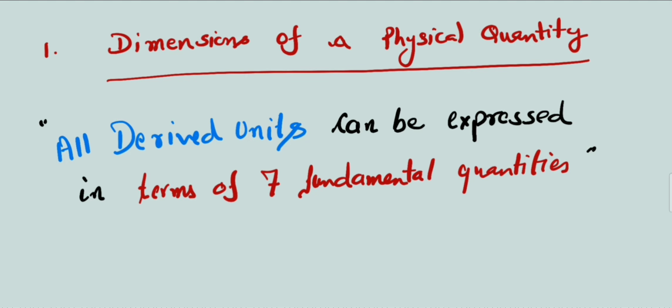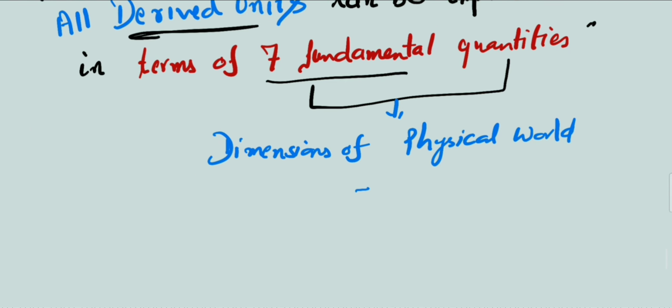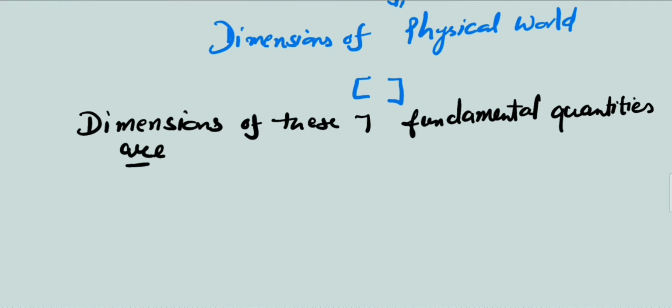In lecture number 1 we learned that we can express all the derived units in terms of 7 fundamental quantities. These 7 fundamental quantities are called the 7 dimensions of the physical world, and we denote them with square brackets like this. Now let's see the dimensions of these 7 fundamental quantities.